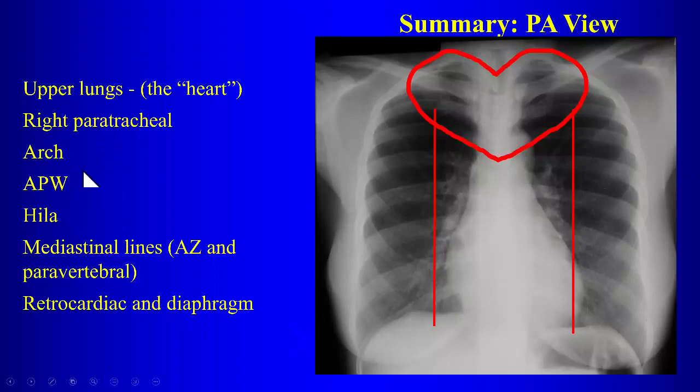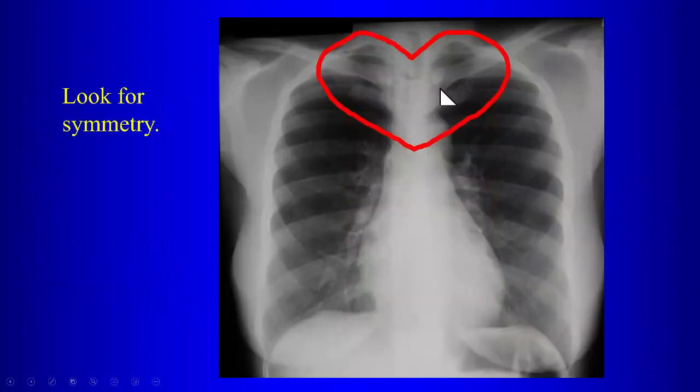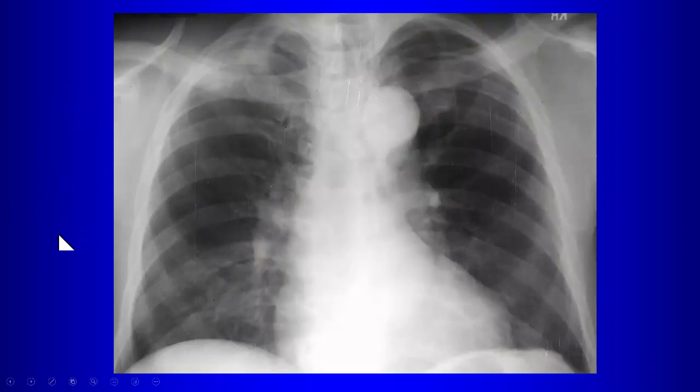So the right paratracheal line, the arch, the AP window, the hila, the mediastinal lines, the azygoesophageal line, the paravertebral line, retrocardiac region, the areas over the diaphragm, all of these things should be in your active checklist as you're reviewing a chest radiograph, looking at these particular areas because these are areas where lesions are easily overlooked, okay? So up here, when you're looking up here, you want to look for symmetry as you compare one side to the other, all right? So if I show you this case, what do you notice?